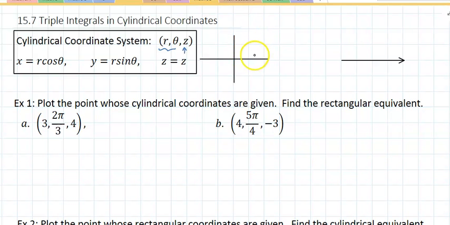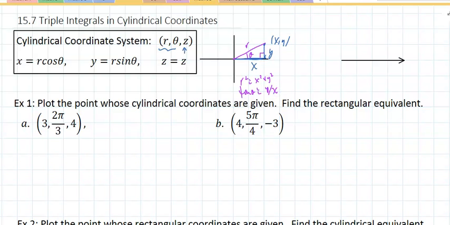If I'm given x and y, there's my x, there's my y. Well, we know that's a right triangle, and we know that r squared equals x squared plus y squared, and if the angle is given right there, tan of theta equals y over x.